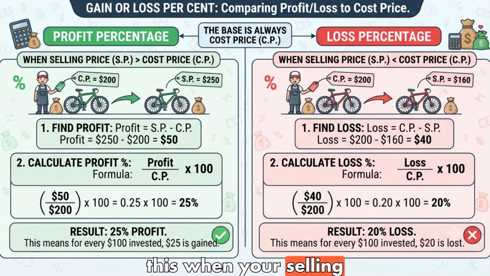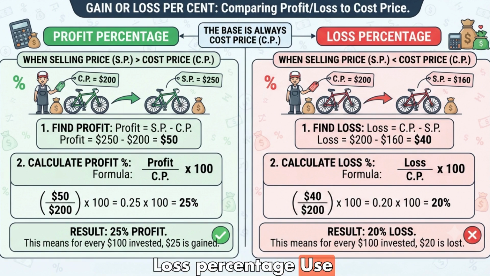Use this when your selling price is higher than your cost price. This tells you how much profit you made for every $100 spent. Step by step. 1. Calculate your profit, SP - CP. 2. Divide that profit by your original cost, CP. 3. Multiply by 100 to convert the decimal into a percentage.